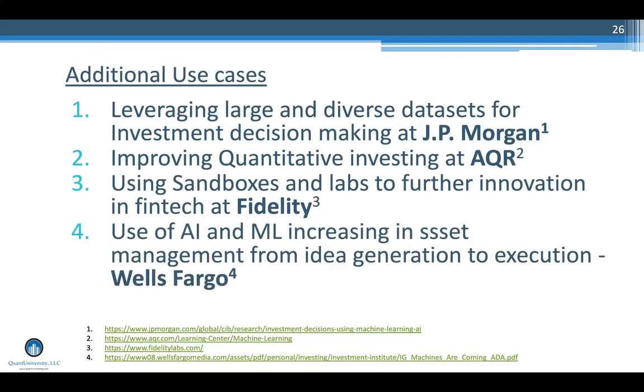And then I also saw some of the recent work being done by Wells Fargo. There was an article in Risk talking about how Wells Fargo is using AI and machine learning for performance attribution, but also there are various use cases in the context of trading, from idea generation to execution. So there are a lot of newer use cases coming up in the AI and machine learning world.